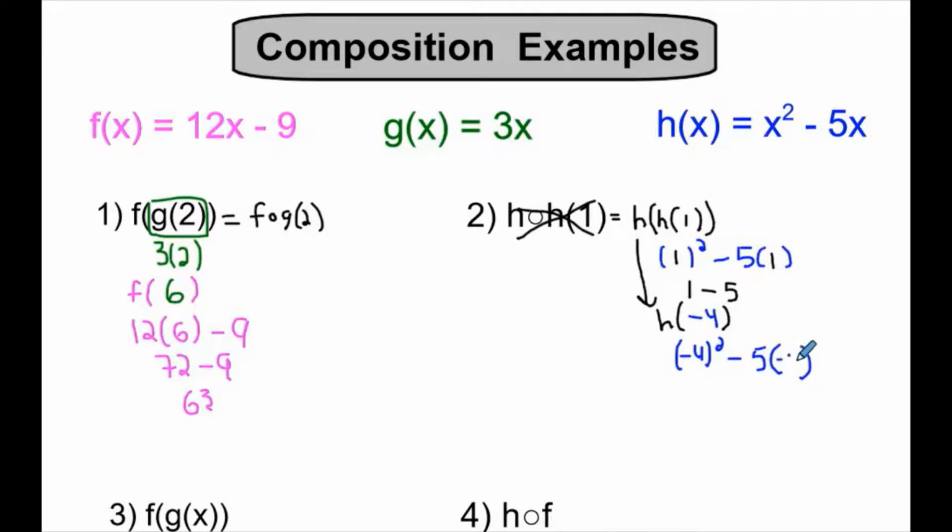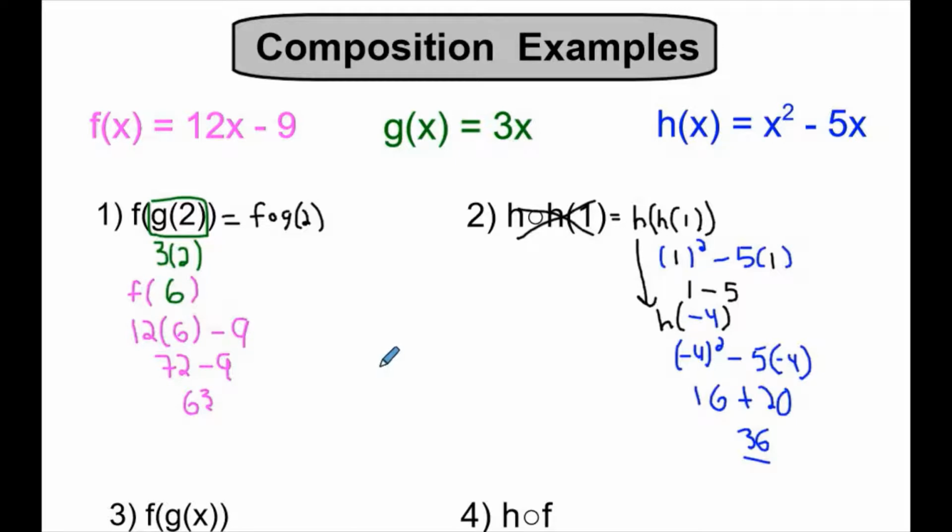Negative 4 now goes in. So negative 4 squared is 16. Negative 5 times negative 4 is positive 20. So that will give me 36. So again, it's important to do math in a column. Most math teachers like to see your answer down at the bottom. You don't have to underline or anything. They understand that that is the result.